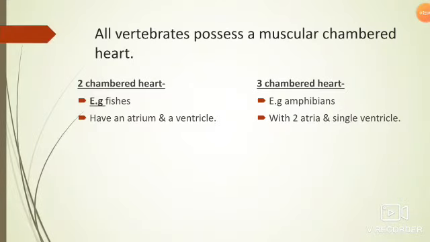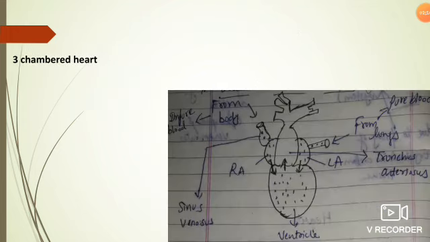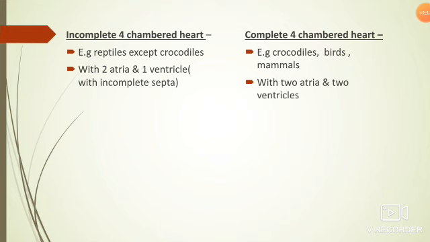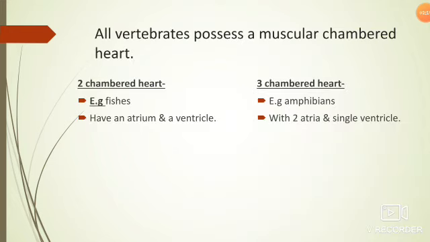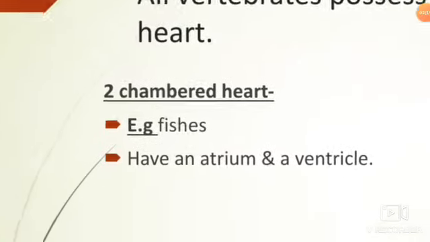Next, all vertebrates possess a muscular chambered heart. There are two chambered heart, three chambered heart, incomplete four chambered heart and complete four chambered heart. We will discuss all these hearts one by one. So first of all, the two chambered heart.